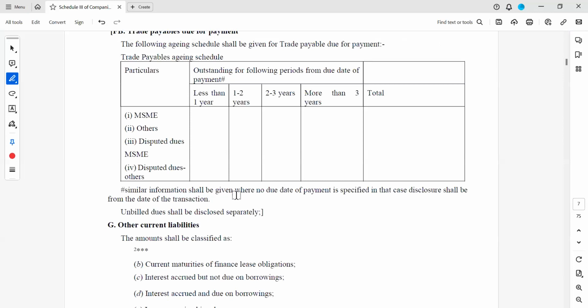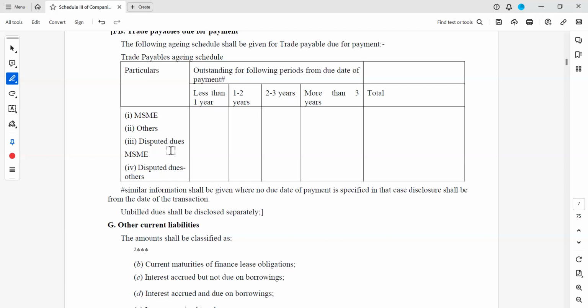And similar information shall be given where no due date of payment is specified. In that case, disclosure shall be from the date of transaction. Suppose the due date is not given in the contract or in the bill, then they say the due date has to be reckoned from the date of the invoice itself. Fine. Unbilled dues shall be disclosed separately. This is a big thing. Suppose there are any dues which are not billed, then they are saying it has to be reported separately.